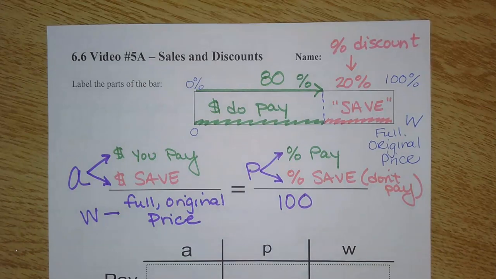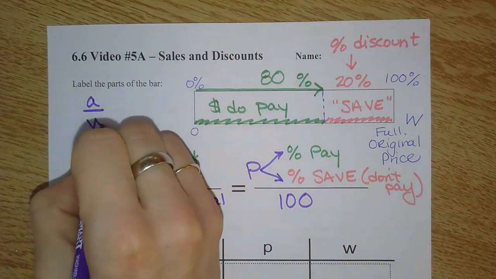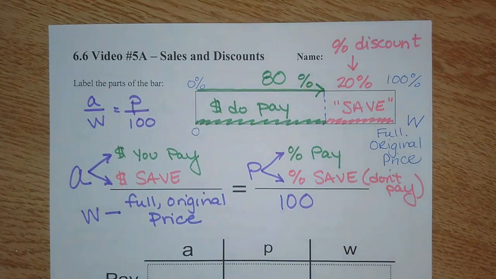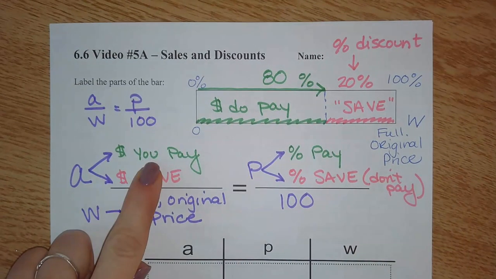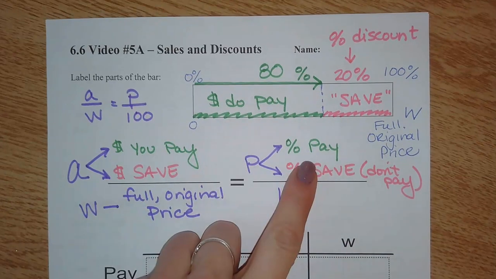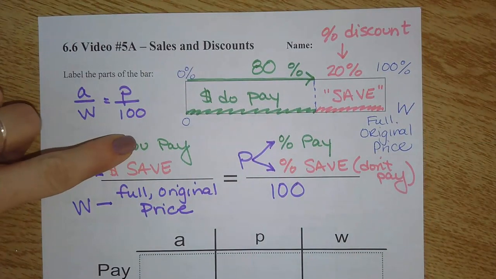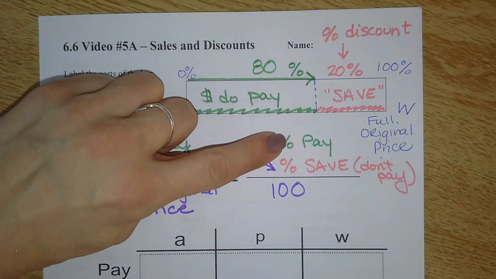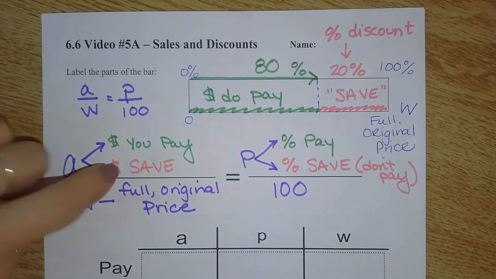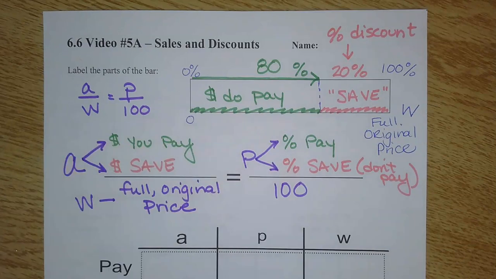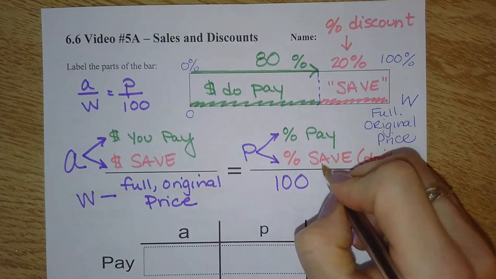So we still have A over W equals P over 100, but now we have to pay a little more attention to which A I am going to use and which P I am going to use. And it's color-coded here to match the bar, right? If I'm looking at money I pay, I'm going to have to use the percent I pay. If I'm looking at how much I save, I'm going to have to put in the percent of the discount, or the percent that I don't pay, okay? I should say discount here.